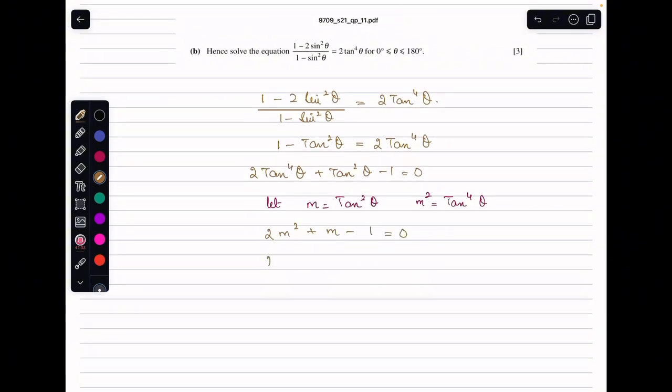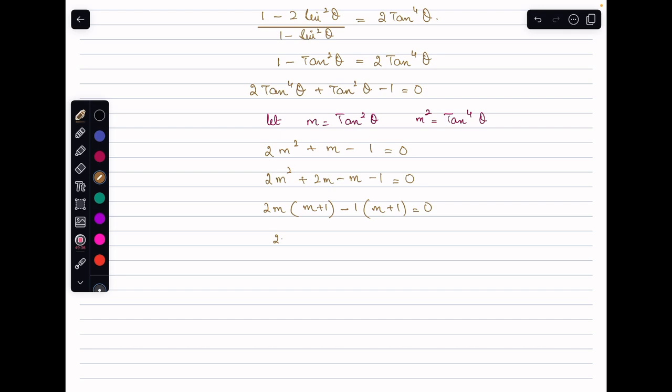Solving the equation, or rather factorizing the equation, it's 2m² + 2m − m − 1 = 0. That gives (2m − 1)(m + 1) = 0, which shall be equal to 0. In other words, m = 1/2 and m = −1.